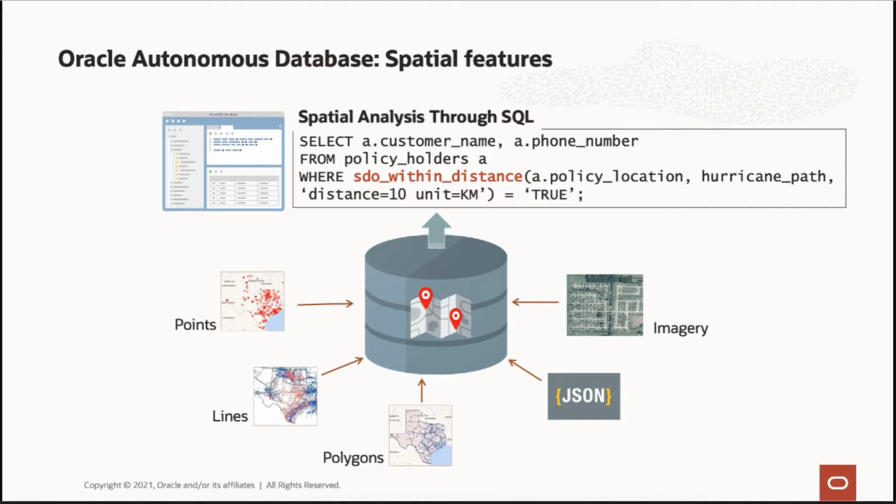Along with the ability to natively manage that kind of information, we have a vast API for processing and analyzing that information through standard SQL and PL/SQL. So in the example that we see here at the top, we're able to ask a proximity question with standard SQL. Say, for example, we have policyholder locations for an insurance company in a table, and we have information about a projected hurricane path. We can use standard SQL to identify the policyholders that are within, in this case, 10 kilometers of that projected hurricane path.